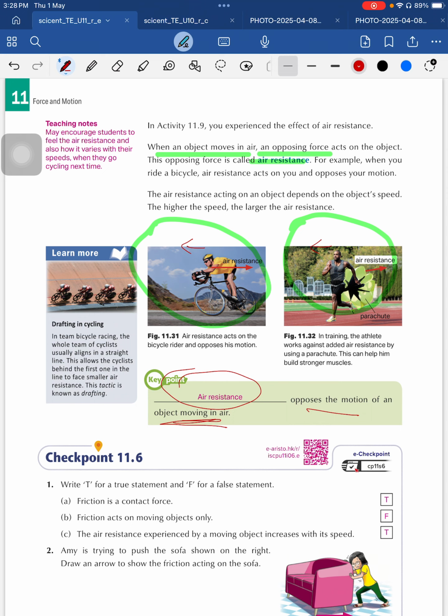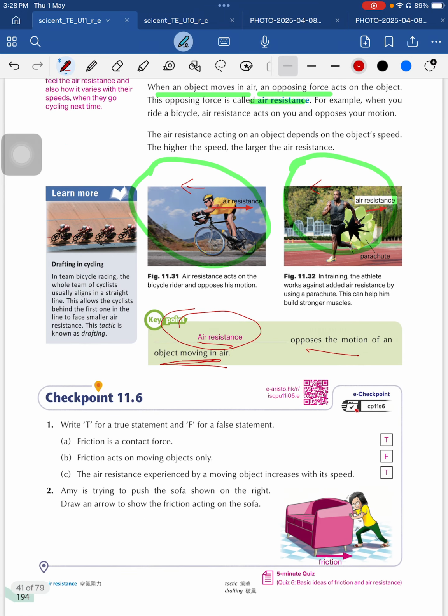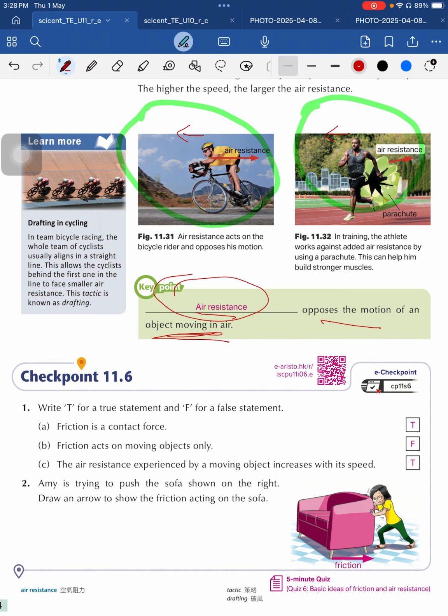Of course, when you are in water, when you swim, the resistance is not called air resistance. It's called fluid resistance. So let's have a check from here. Friction is a contact force: yes, because there will be two surfaces in contact. Friction acts on moving objects only is wrong. When you are standing on the floor, actually you are having some friction between your shoes and the floor, and also if you place a chair on the floor, again there will be friction when two objects are in contact.